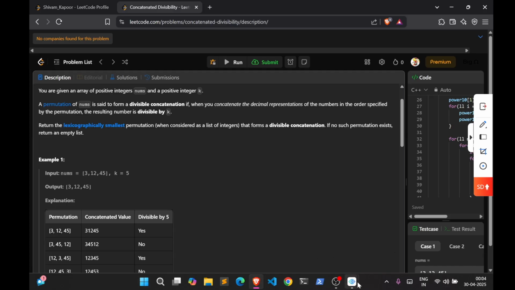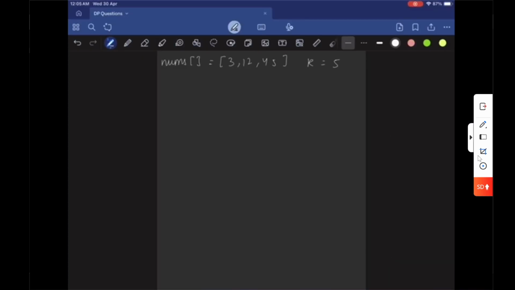Interesting. So what it is saying is that out of all the permutations that are possible, first of all, let us think about how many permutations are possible. The number of permutations possible is 3 factorial, which is equal to 6. So it is saying that out of all the permutations possible, I have to return the lexicographically smallest permutation which is divisible by this k. So if n is around 7, then we could have simply done an n factorial approach and this would have worked perfectly fine.